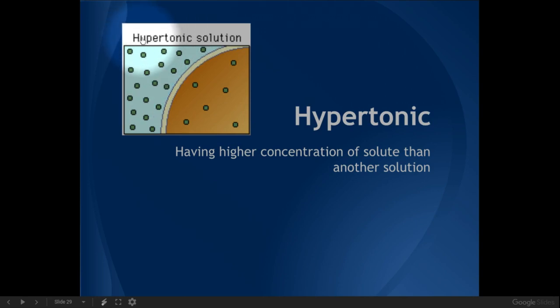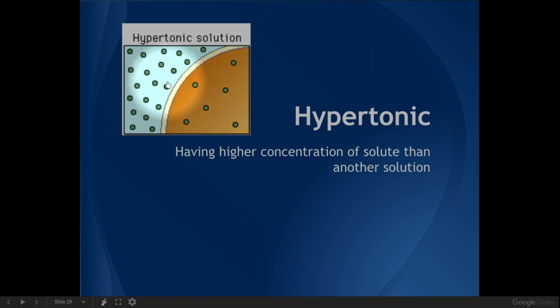So when we talk about hypertonic, we're talking about more solutes, but that means there's less solvent compared to something else. In here, this would be a hypotonic cell, meaning there's less solutes, but there would be a lot more solvent, and so the solvent would want to exit from the cell outward.